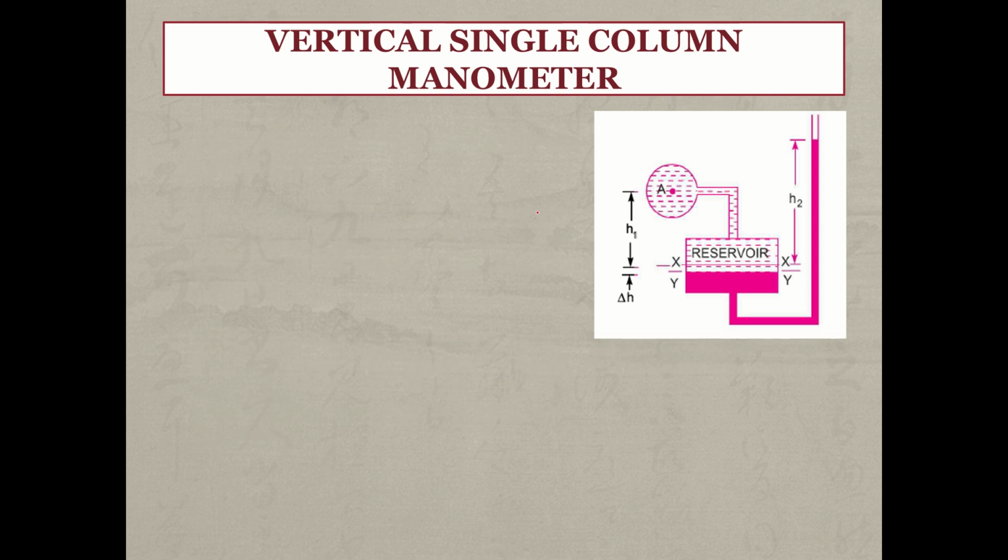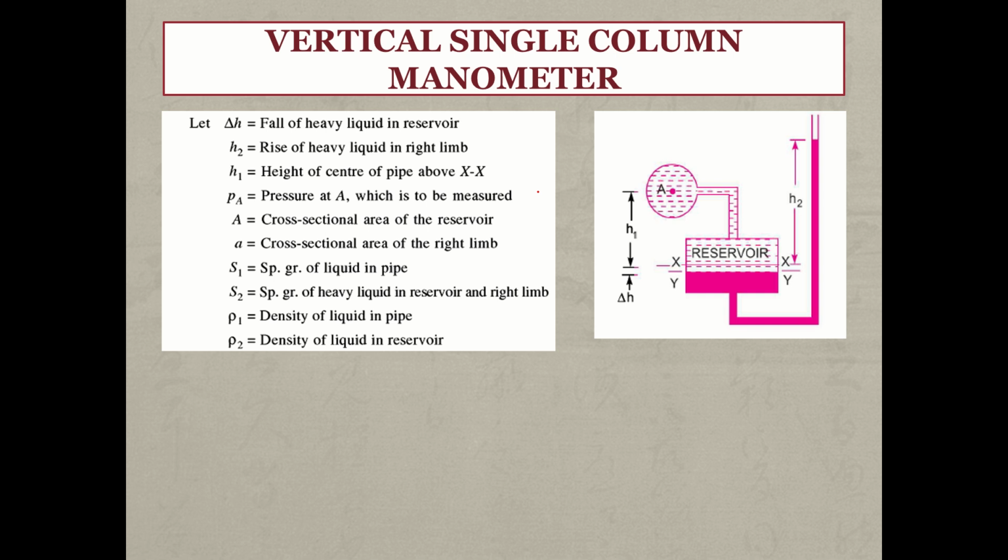So we will try to see what is the pressure at A. Okay, that is the value of P we will try to calculate. So before going to that, we will see some notations, that is delta H. So delta H, just now I told you, it is the fall of the heavy liquid in the reservoir. H2 is rise of the heavy liquid in the right limb, and H1 is the height of the lighter liquid from the center of the pipe to XX. Okay, and let's say PA is the pressure at A, what you want to calculate.